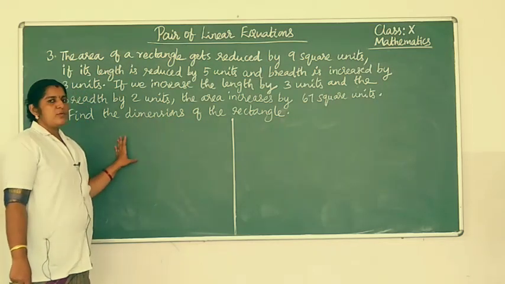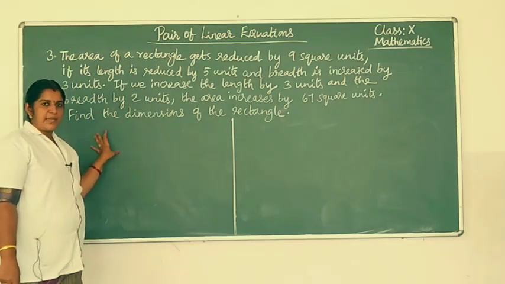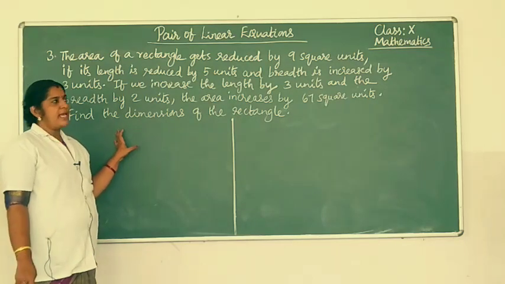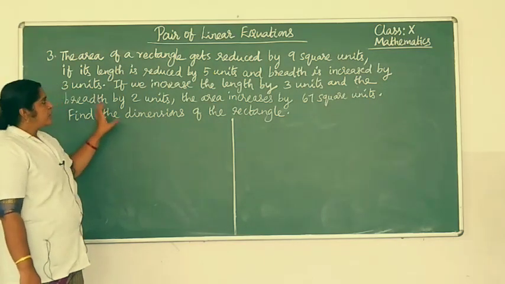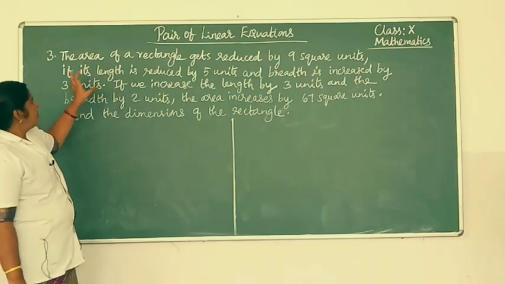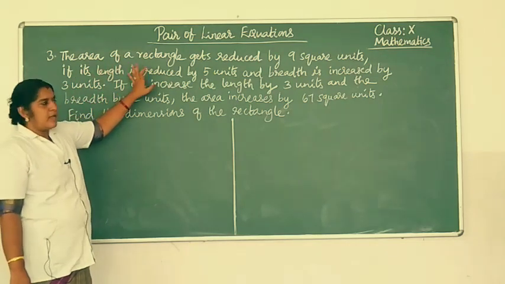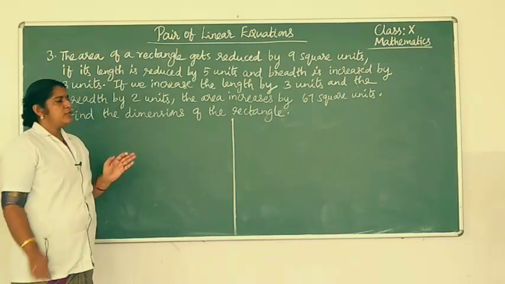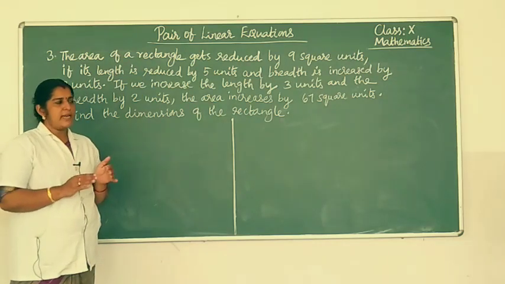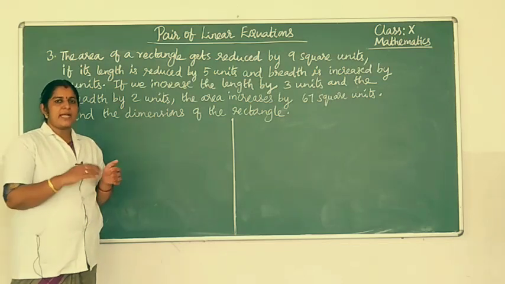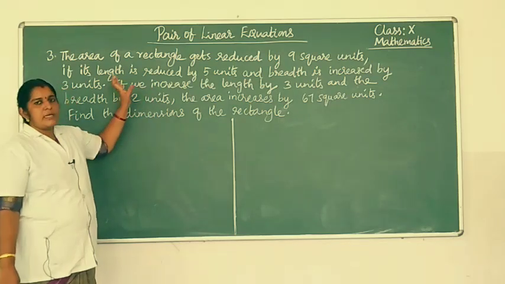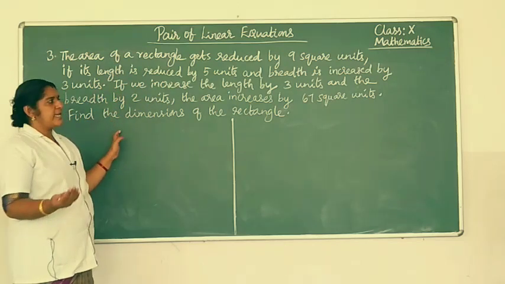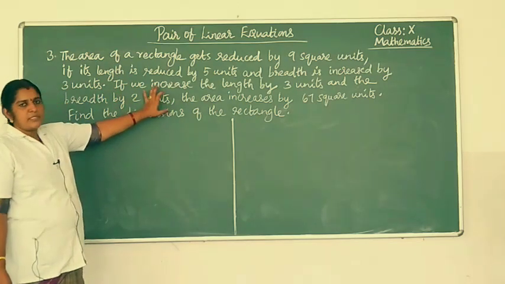So here you know the discussed shape is a rectangle. A rectangle is having two dimensions. What are they? Length and breadth. So here it is told about the area of a rectangle. So you know what is the area of a rectangle? Length into breadth. So these cases we are going to consider about the dimensions of the rectangle, and what about the area when the dimensions are increased and decreased by some numbers you see.